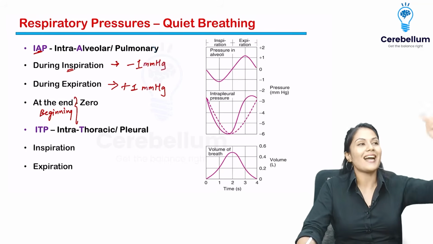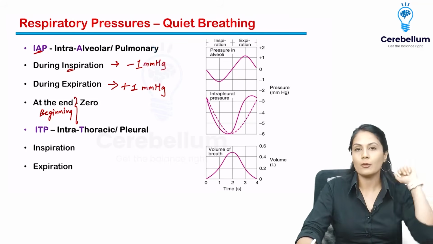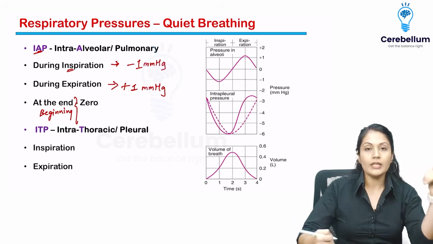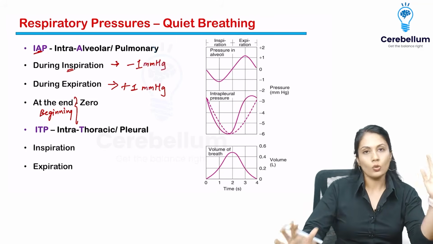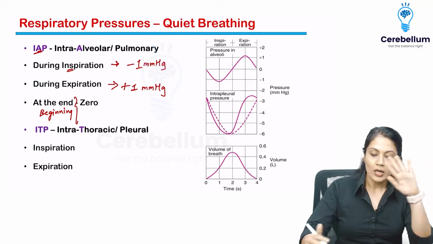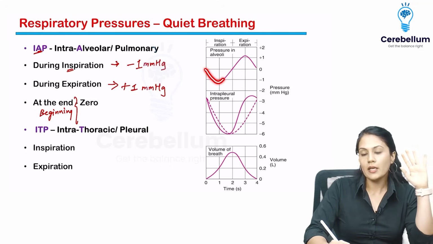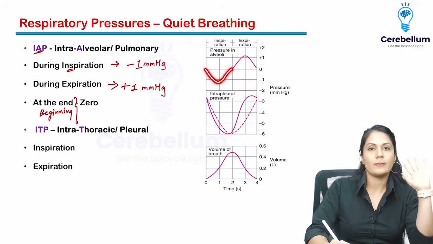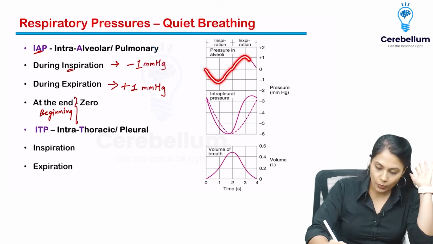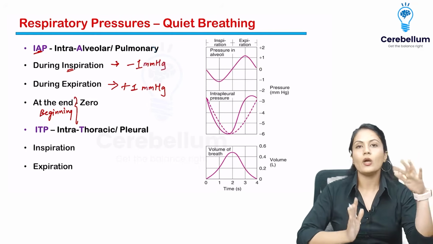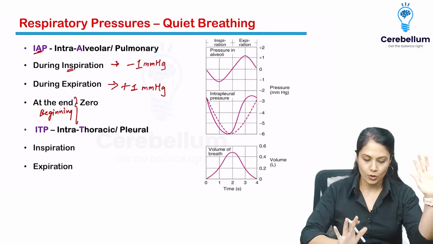Why? Because it is directly in contact with the atmosphere. It is the open system. And if I talk about the intrathoracic pressure, it is the closed system. We'll come on to that later. Whenever we contract the muscle, it is going to change. During inspiration, it is going to be -1. During expiration, it is going to be +1. If they ask at the end or beginning of inspiration or expiration, it is going to be 0.